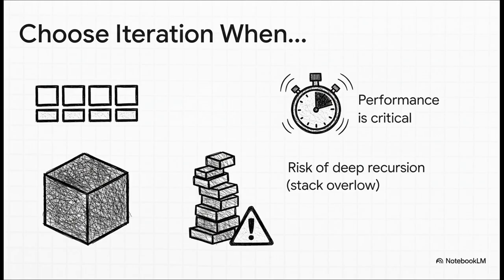On the flip side, you want to choose iteration when you're just dealing with simple sequences, like running through an array. It is absolutely your go-to when performance is critical, when you need that guaranteed O(1) space, and especially when there's any chance of a super deep recursion that could crash your program.